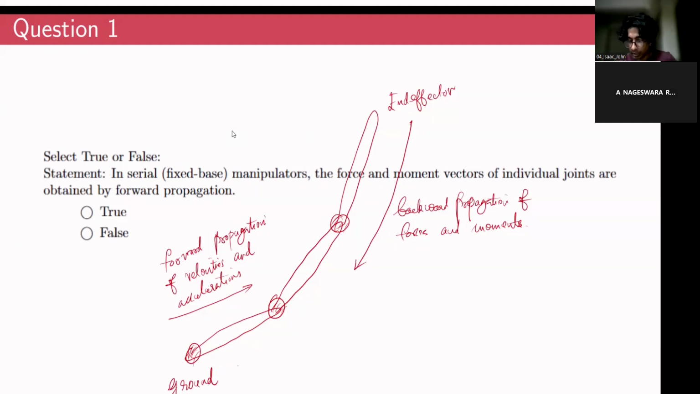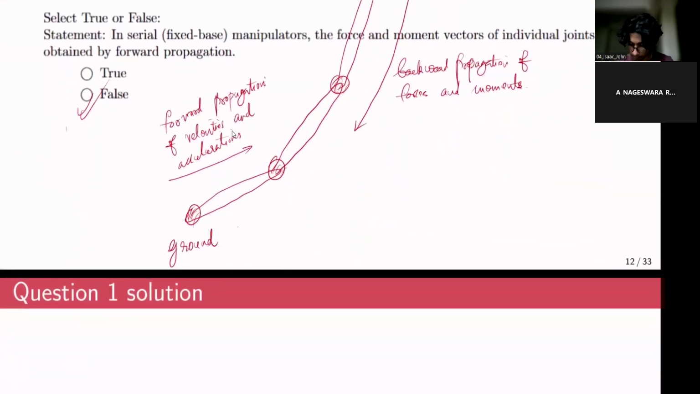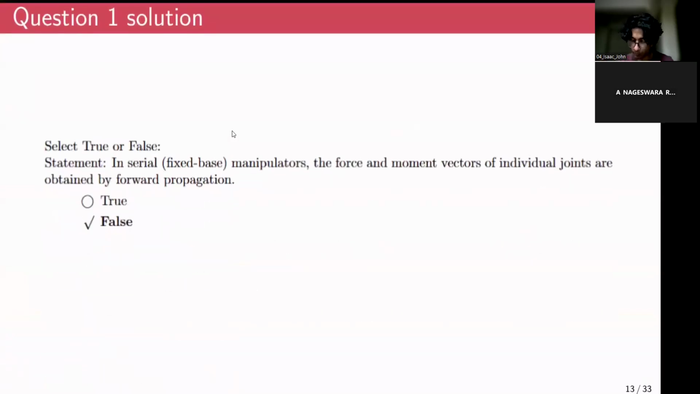So in that regard, the statement that says in serial manipulators, the forces and moment vectors of individual joints are obtained by forward propagation, that is actually false, right? Because forces and moments are obtained by backward propagation instead of forward propagation. So that answer is obviously a false statement. Yeah, that is indeed true.